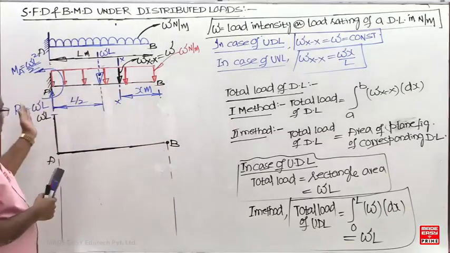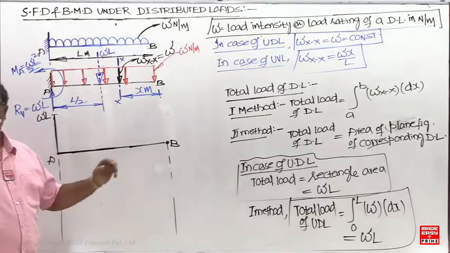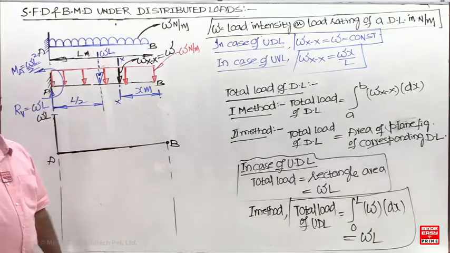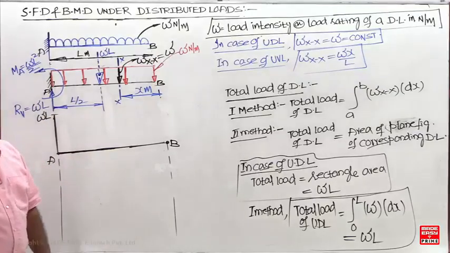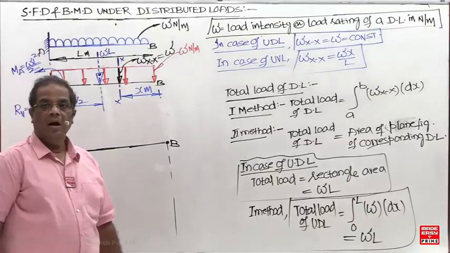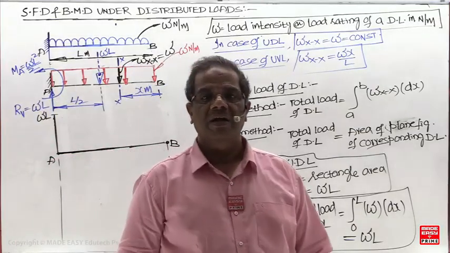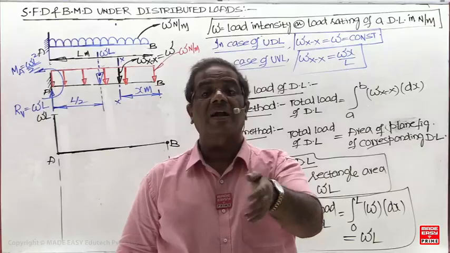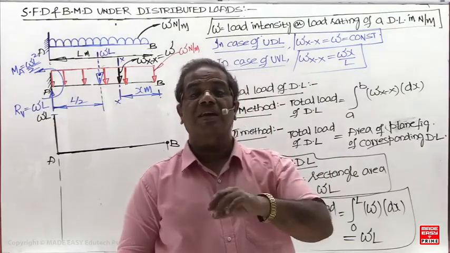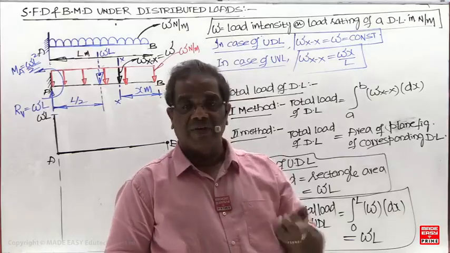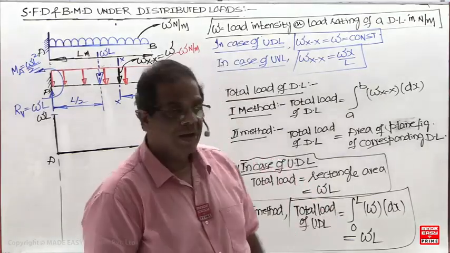Now the question: how to join from here to here? Either you can join by a straight line, a parabola, or a cubic parabola. Then how to decide the variation? Take an arbitrary section and write down the shear force equation and bending moment equation. If the shear force equation is a function of x, it is a linear variation. If the bending moment is a function of x square, it is a parabola. Now what do you do?